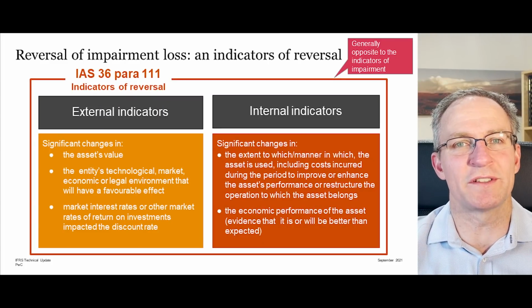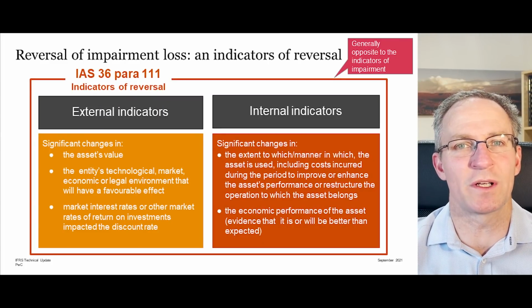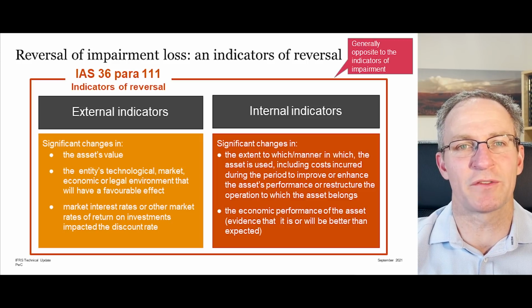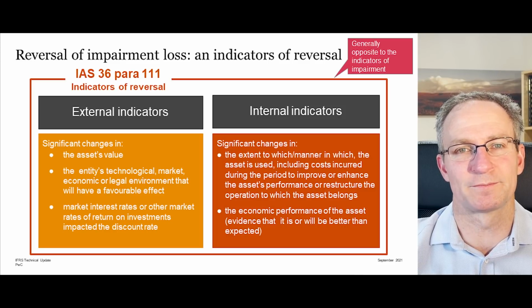IAS 36 includes example indicators that should be considered when assessing whether an impairment loss may no longer exist or may have decreased. These indicators mainly mirror the indications of a potential impairment and are also grouped into two categories: external and internal sources of information. A reversal of an impairment loss should reflect an increase in the estimated service potential of an asset, either from use or from sale, since the date when the entity recognised the impairment. Entities should identify the change in estimates that causes the increase in the estimated service potential.